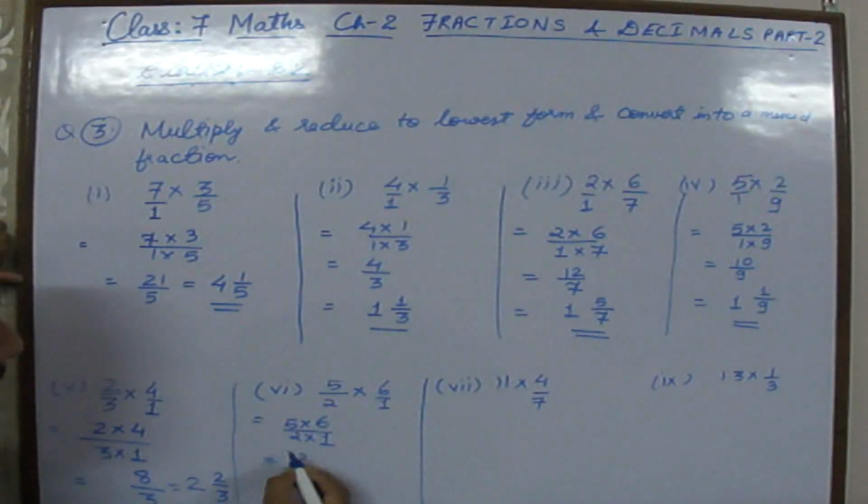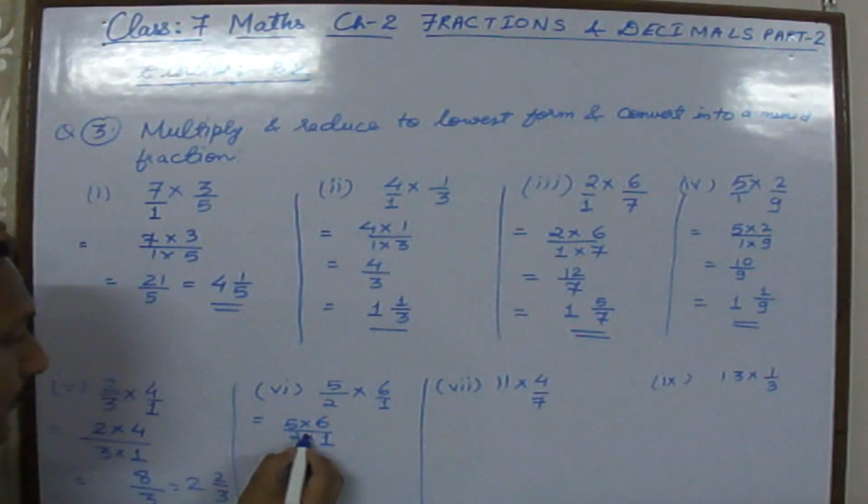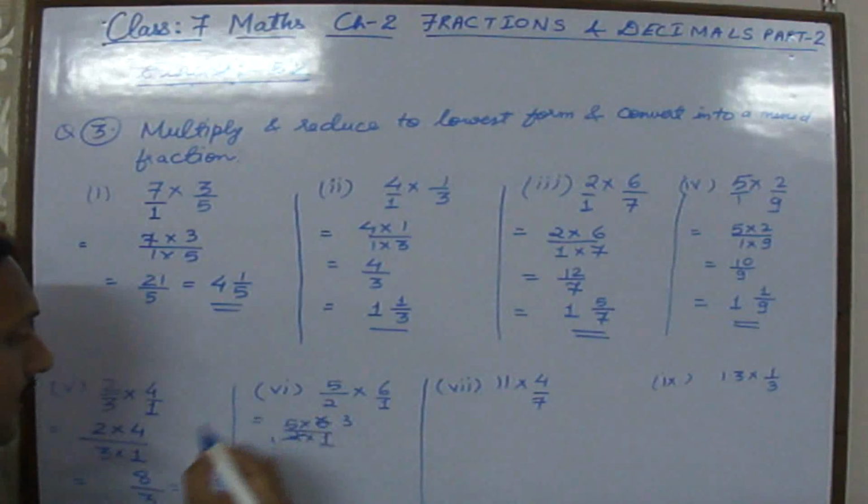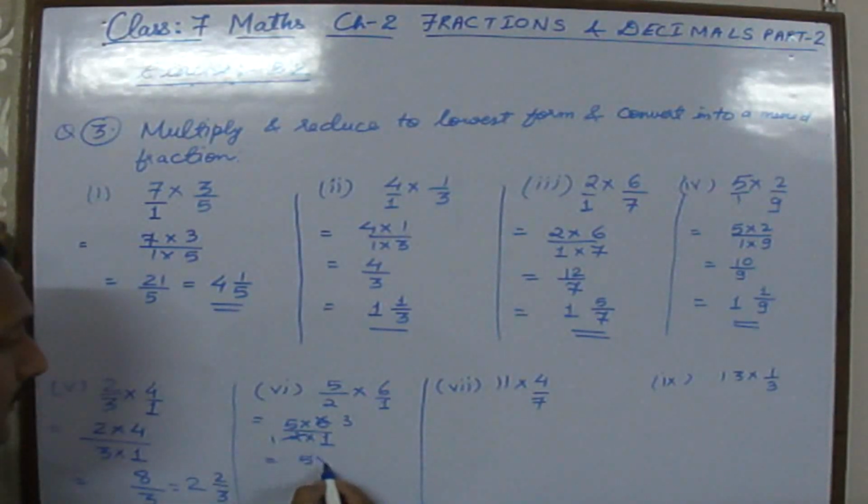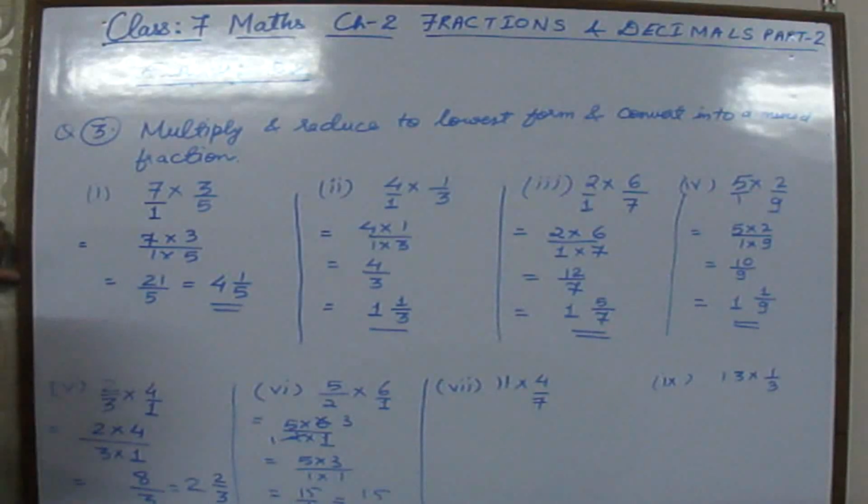5 6s are 30, and if it is possible to cut, you can cut also. So it's possible to cut, so you can cut here also. 2 ones are 2, 3s are. Now multiplying numerator with numerator and denominator with denominator. 5 3s are 15, 1 ones are 1. 15 by 1 means 15 only we can write.